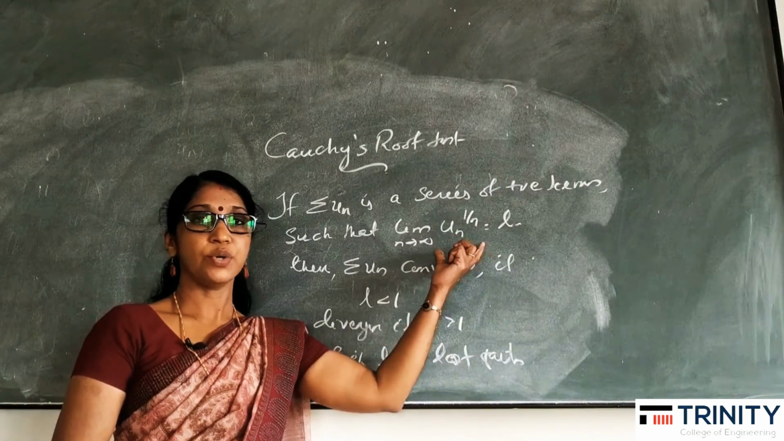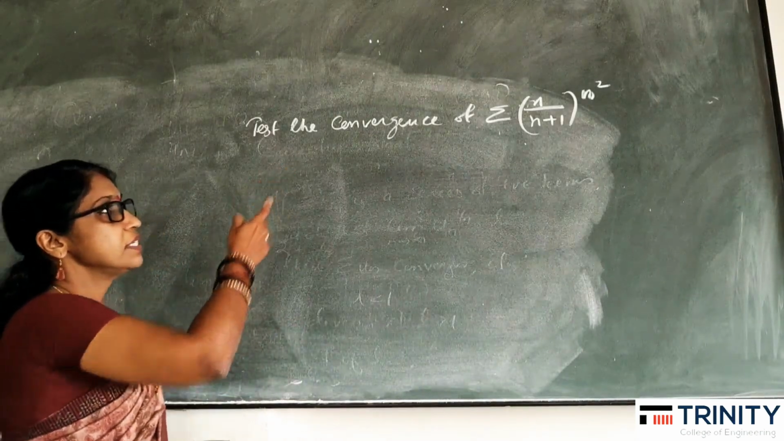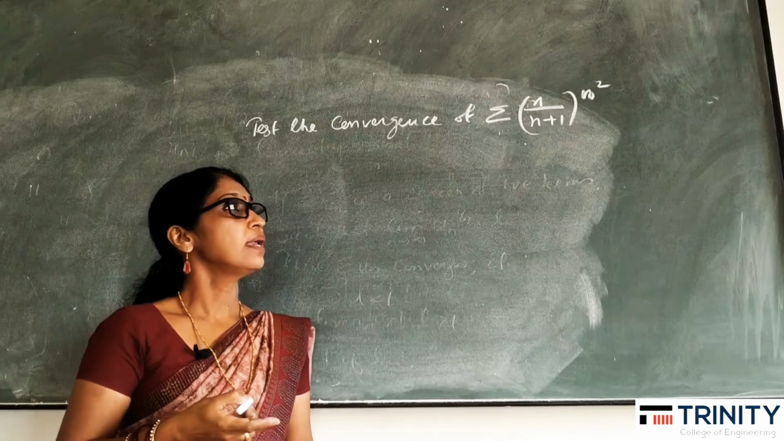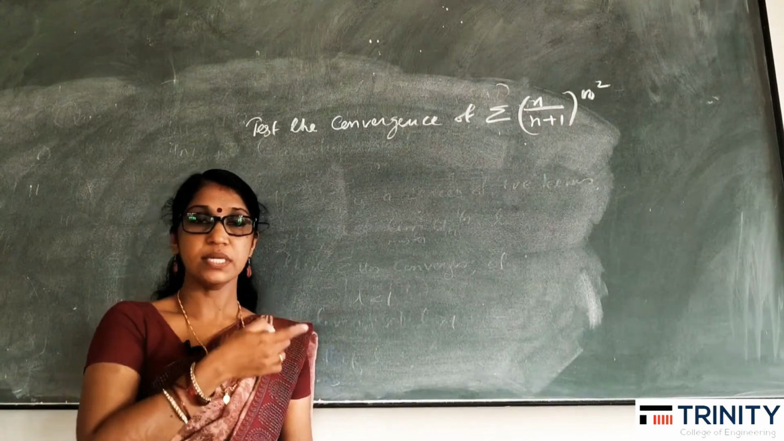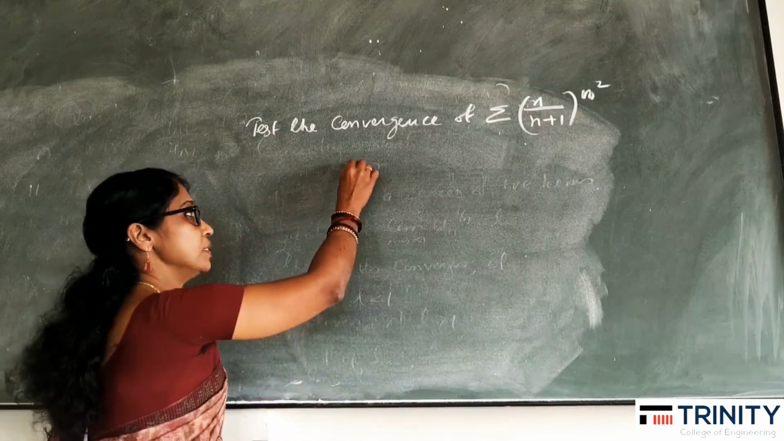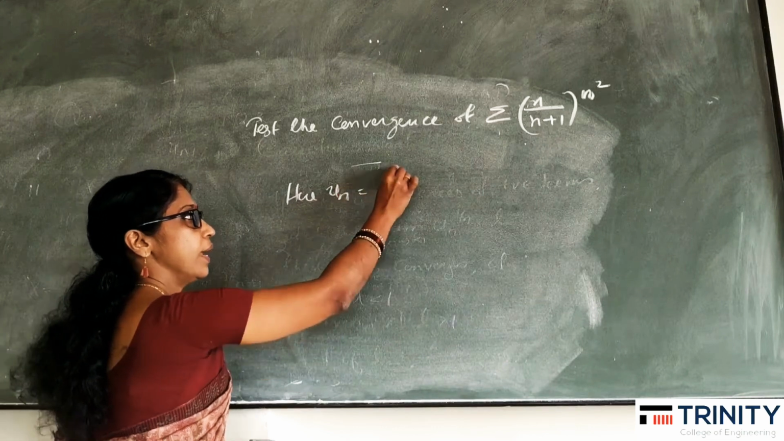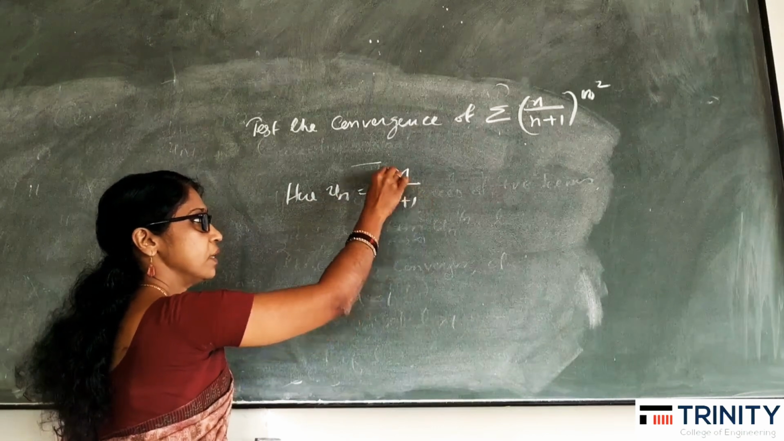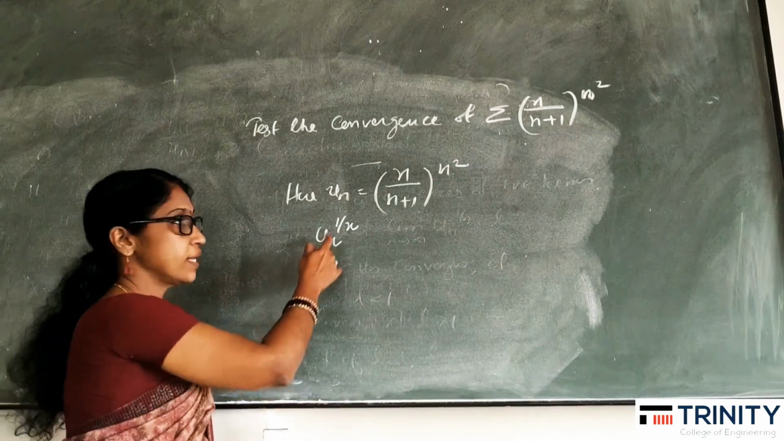Okay, now we shall do a problem. The question is, test the convergence of sigma n by n plus 1 the whole raised to n square. So this is the question. Here what is un? Un is equal to n by n plus 1 the whole raised to n square. Now I am taking un raised to 1 by n.